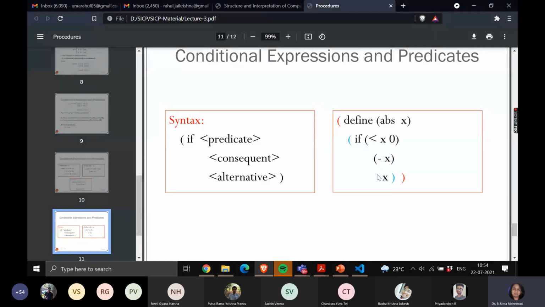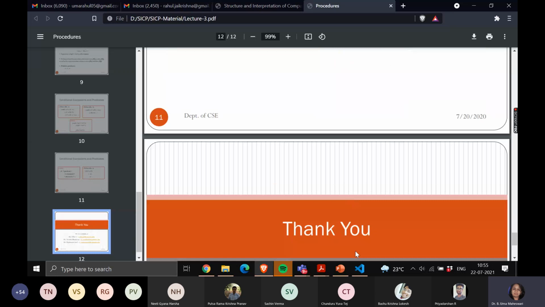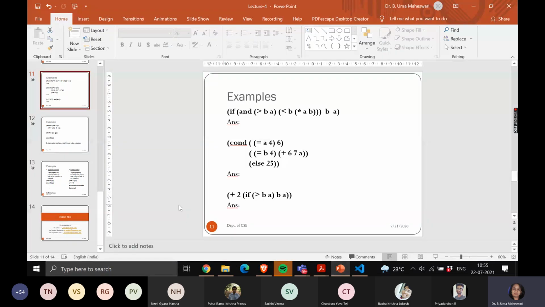If you compare cond and if, what is the difference? The difference is that the consequent and the alternate in if should each be a single expression. You can't have multiple expressions, but in a cond we can have them. So with this idea, let's move on to today's session.